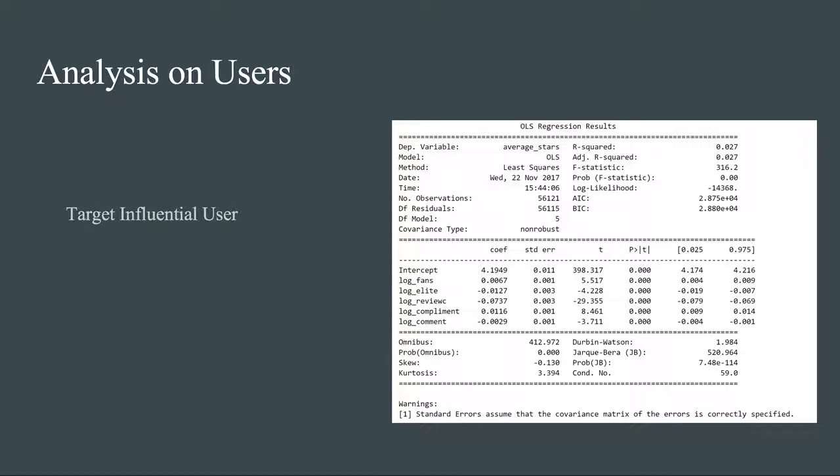We then conducted a linear regression of average review stars given by an influential user on other user information to find the correlation between these information. The average review star is positively related with number of fans and compliments, but negatively with number of elite years and comments. The regression result does show some interesting patterns.